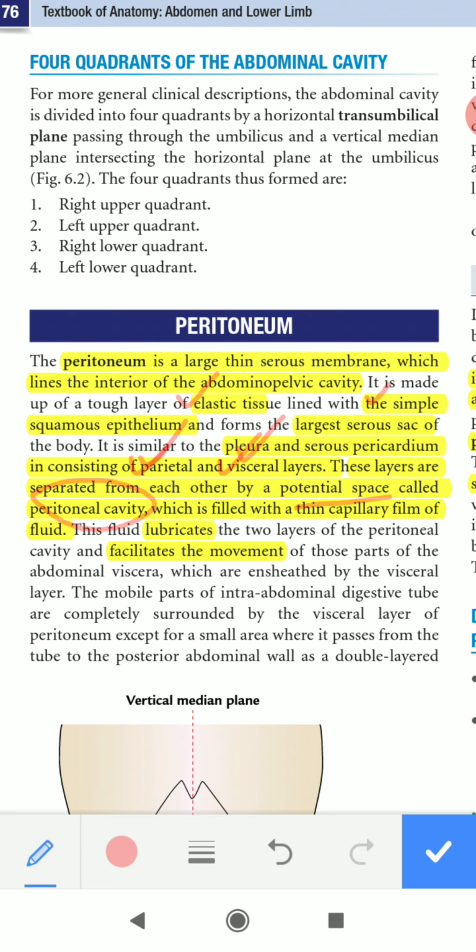What is the function of this fluid? This fluid helps in lubrication between the two layers of the peritoneum and also facilitates the movement of the abdominal viscera.